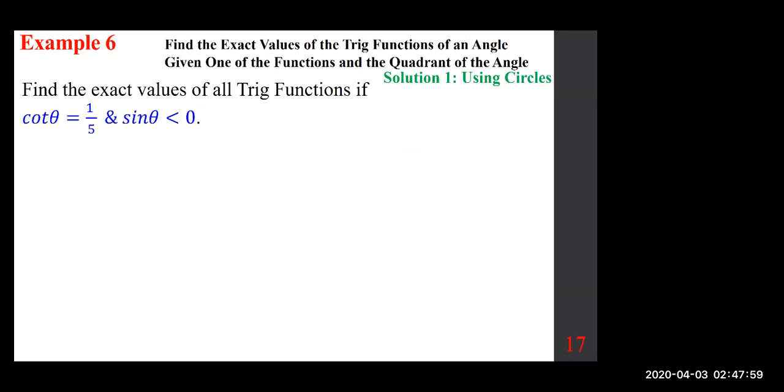Here's the next one. Cotangent theta is given, and we know sine is negative. I want you to think about this and see if you can quickly figure out the quadrant. As long as we have the quadrant, the rest goes fairly nice and easy. So, what is the quadrant? Quadrant 4. Let's discuss that.